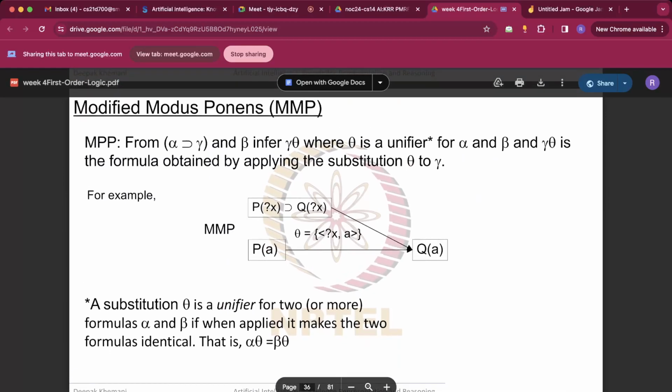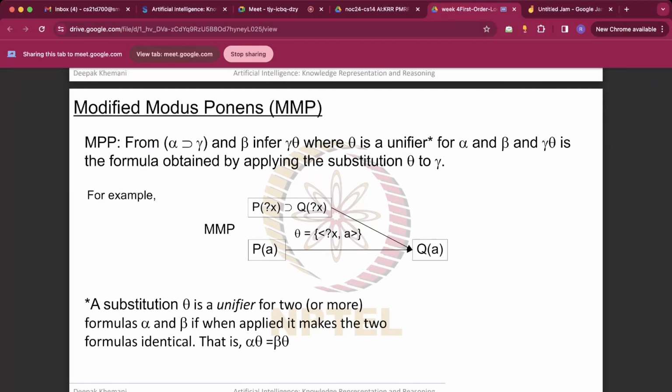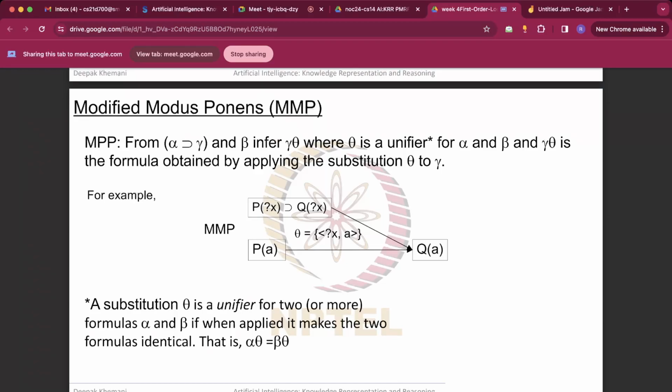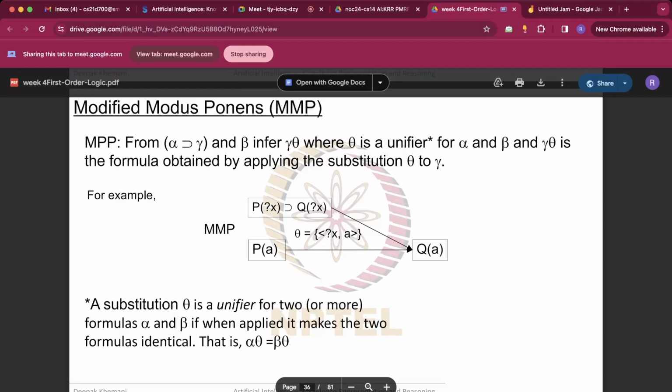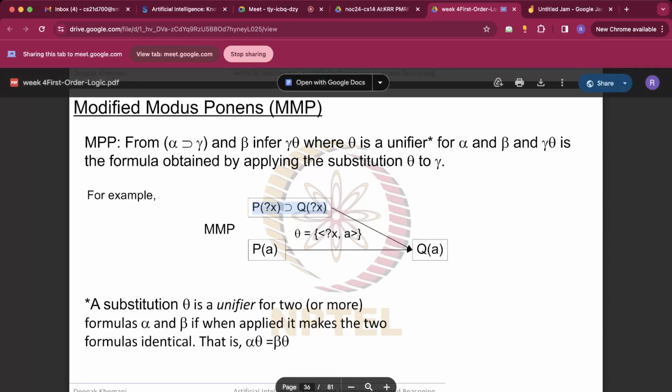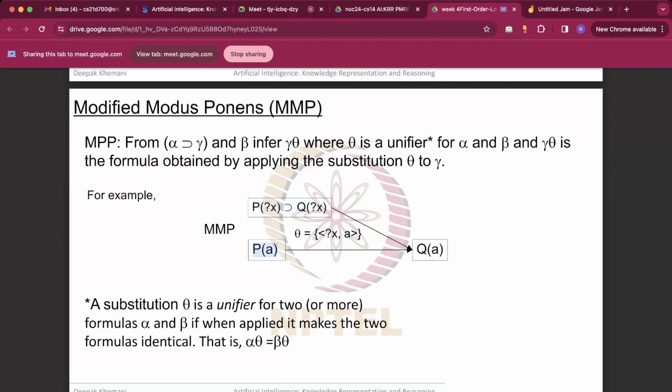So modified modus ponens. This is something that you may have come across in the lecture videos. Basically what this says is, normal modus ponens you remember, right? If P implies Q and P is given to us, then we can conclude that Q is true. Now suppose you are given a universal instantiation of this particular formula, P of ?X implies Q of ?X. This basically means that for all X, Px implies Qx. And you are given P of A is true. You are not given for all X, Px is true.